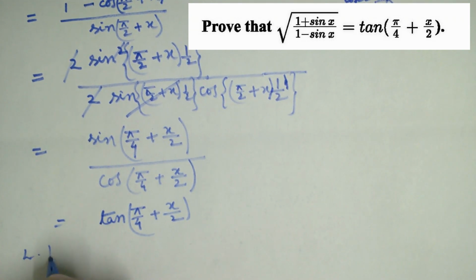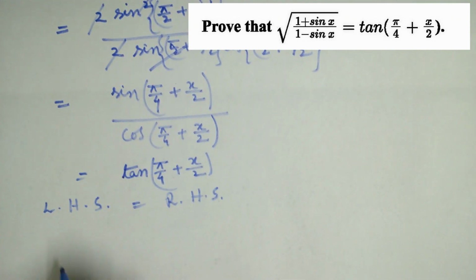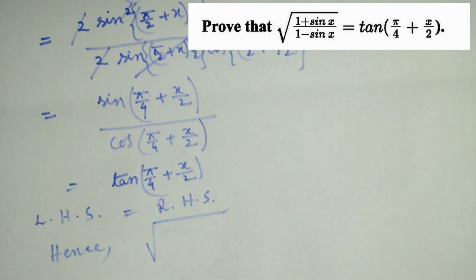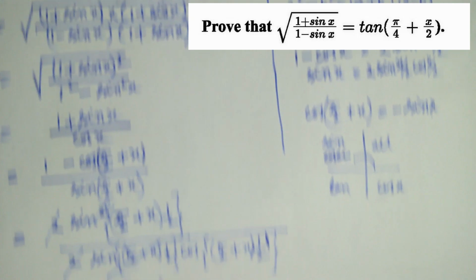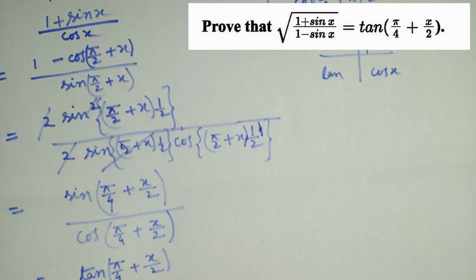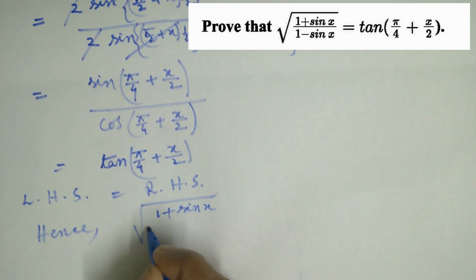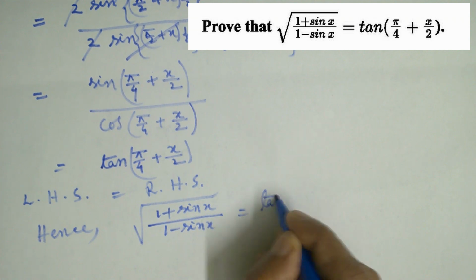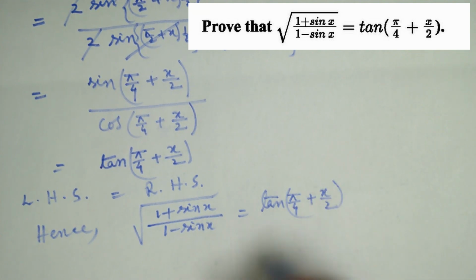So left hand side is equal to right hand side. Hence root over (1 plus sin x) by (1 minus sin x) is equal to tan(pi by 4 plus x by 2). Proved.